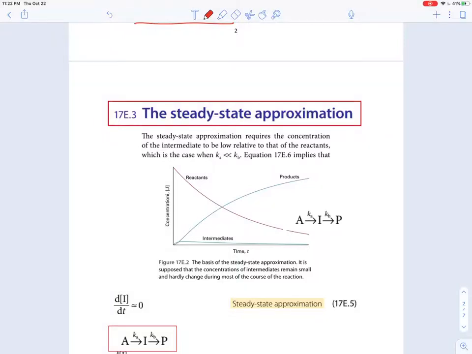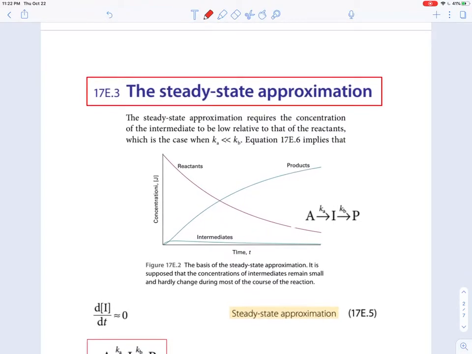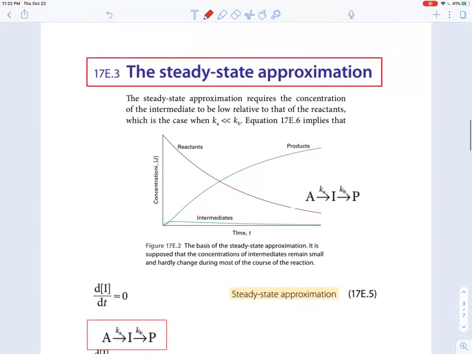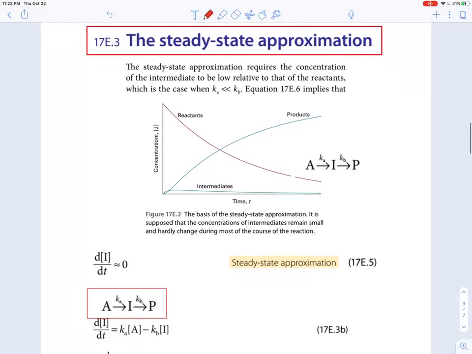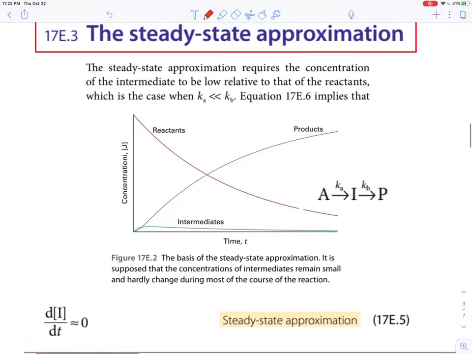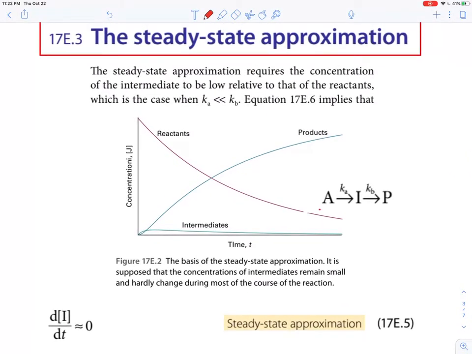Okay, so let's talk about the steady state approximation in more detail. This is an addition to chapter 17E about topic 12 on kinetics. We are still talking about A goes to intermediate, goes to the products. So this is a case where A goes to intermediate, goes to the product, and this is the typical picture where you're seeing this steady state approximation.